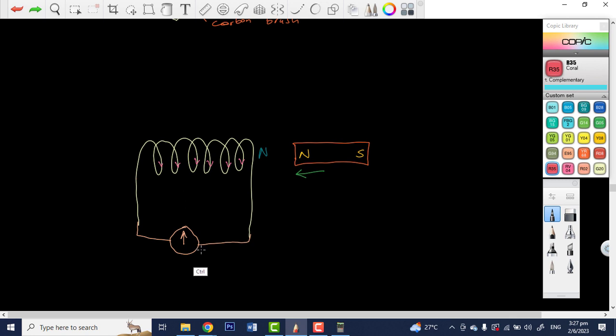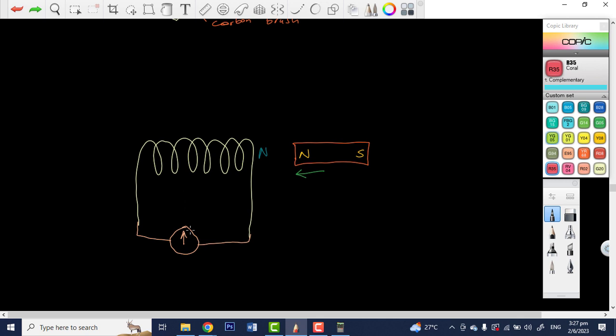So once there's no movement, in order for us to induce a current, there must be either movement of the magnet or movement of the coil. So when the bar magnet is stationary in the coil, the needle will come back to the middle right there.